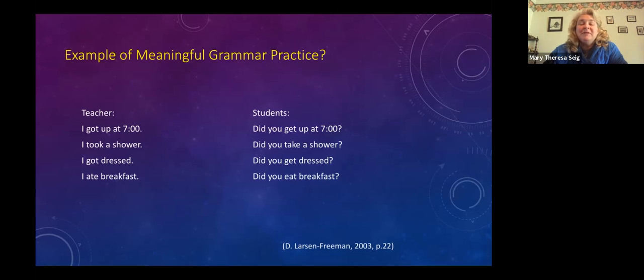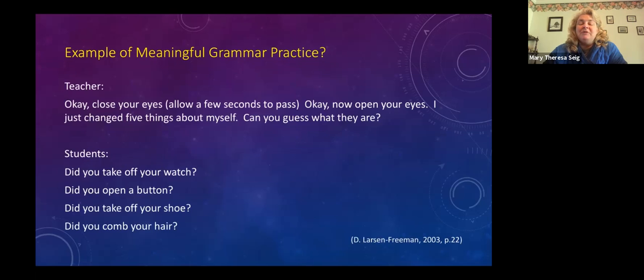Larsen-Freeman gives another example of a meaningful grammar practice that she used. She brought her students into the classroom. They sat down. She said, okay, close your eyes. She allowed a few seconds to pass, and she said, now open your eyes. And then she said, I have just changed 5 things about myself. Can you guess what they are? And students ask questions like, did you take off your watch? Did you open a button? Did you take off your shoe? Did you comb your hair?